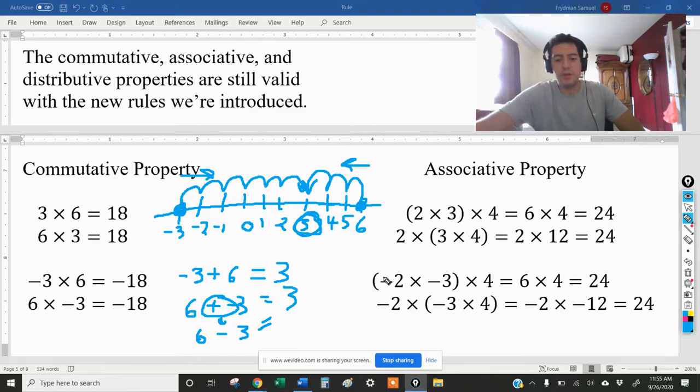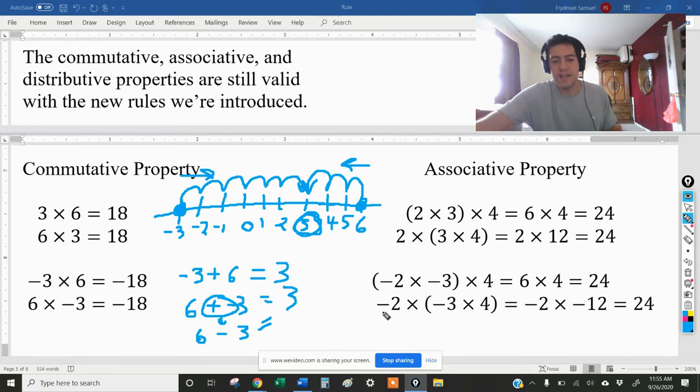Now, what if I put the parentheses around the -3 and the 4? So what if I put the parentheses here? Okay, remember, I didn't change any of these signs, so this 2 is still negative, the 3 is still negative, the 4 is still positive. I just grouped them differently, so I put the parentheses around a different pair here. So now I have to do -3 times 4 first. Now when I'm doing multiplication, if the signs are different, then the answer will be negative. So -3 times +4 is going to give me a -12.